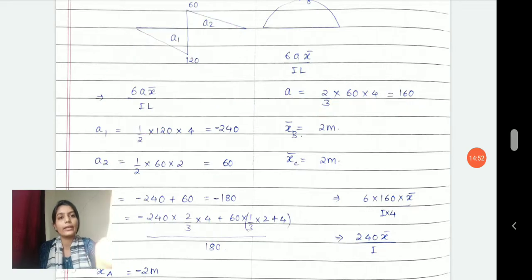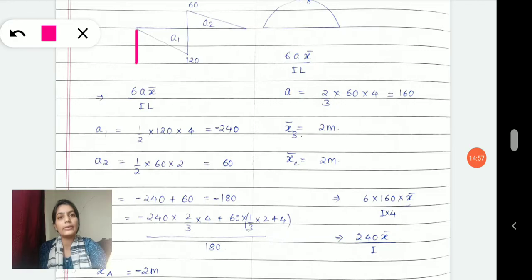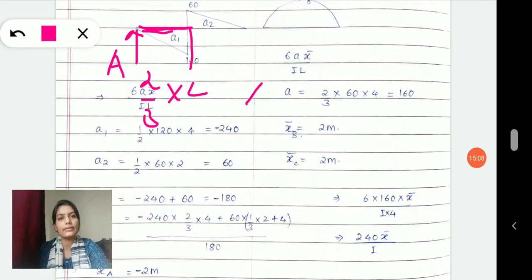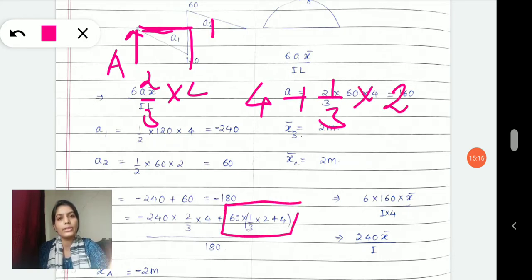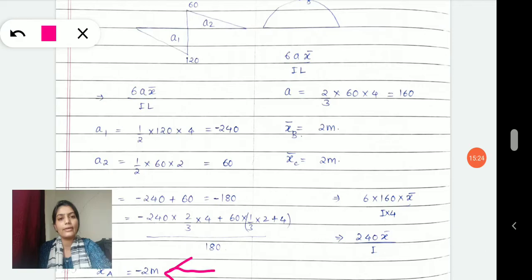Let me make it clear to you. I am taking the centroidal distance from A support. For the first, it will be 2/3 of the length of this triangle. Next, this distance of 4 is already covered, plus the centroid of this triangle, 1/3 of 2. That's what I have written here. Do the calculation in your calculator. You will get the centroidal distance from A support as negative 2 meter, right?